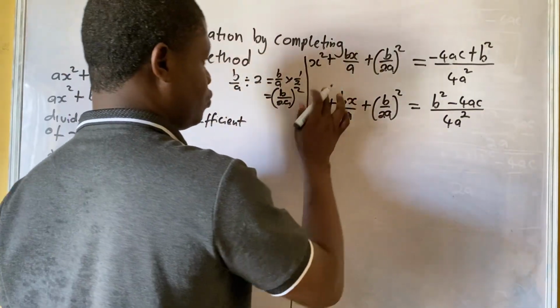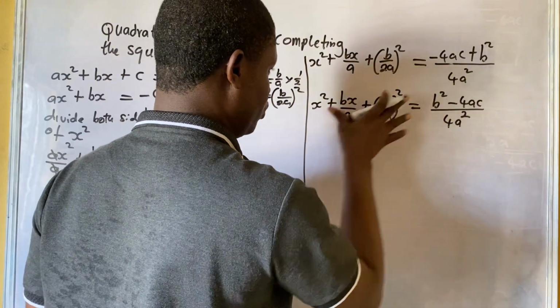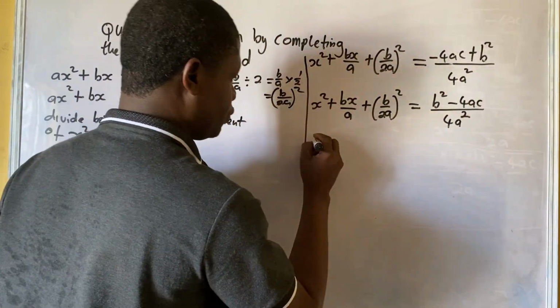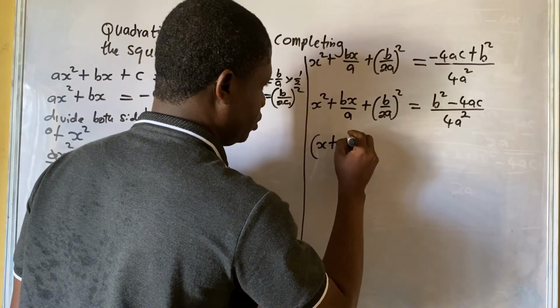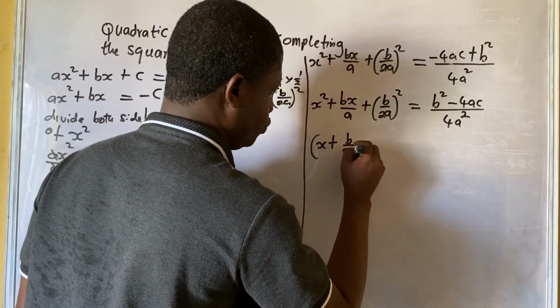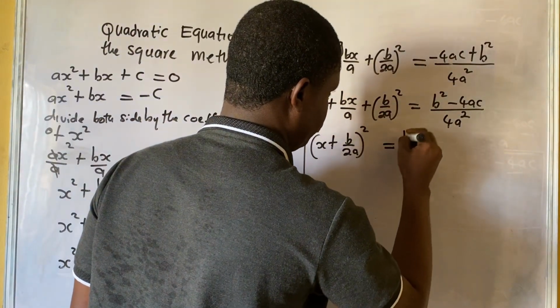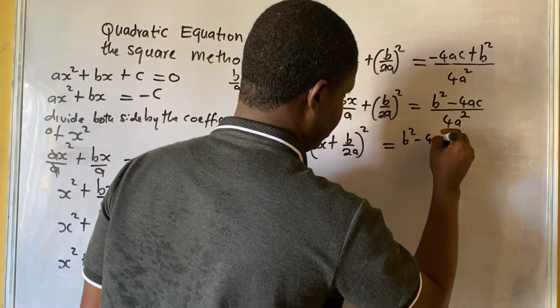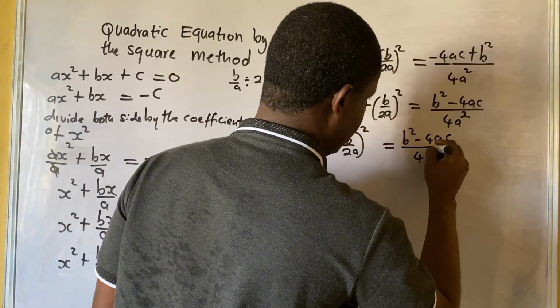So we have x squared plus bx over a plus b over 2a squared. So let's combine the square, and that will give us what? That will give us (x plus b over 2a) all squared is equal to (b squared minus 4ac) over 4a squared.